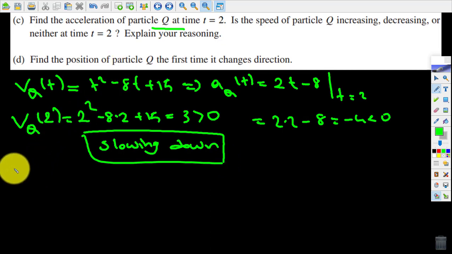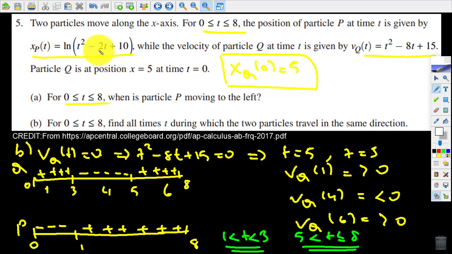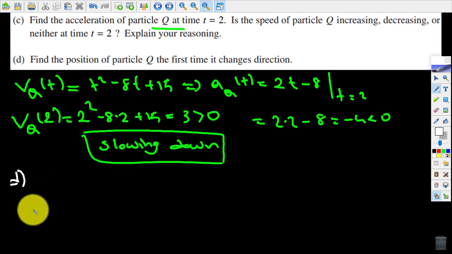Okay. So let's move on to part D. In part D, it says find the position of the particle Q the first time it changes direction. If you go back to the previous slide, this is the velocity of particle Q. Between 0 and 3 it's positive, but right after t equals 3 it becomes negative, which means this is the first time it changes sign. So basically we need to find the position of particle Q when t equals 3.